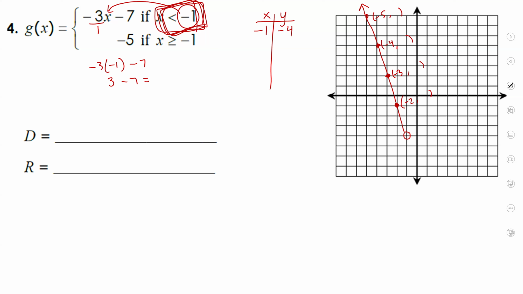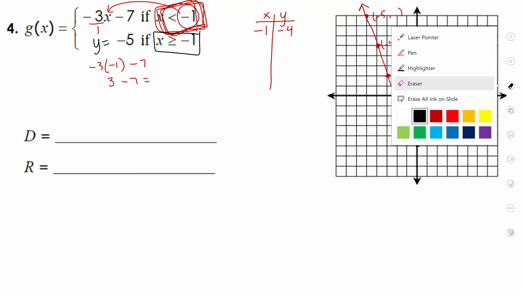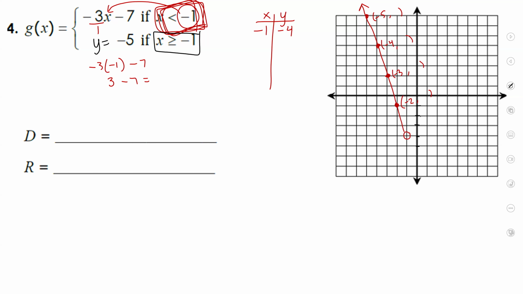Okay, let's do the next line. The next line, this is just the function. Think of this as y equals -5. Go to -5 on the y-axis and draw a line. 1, 2, 3, 4, 5. So this is the line, y equals -5. However, we just want it for numbers greater than or equal to -1. So I'm only going to draw this line from -1 onward to the right. That's that line.